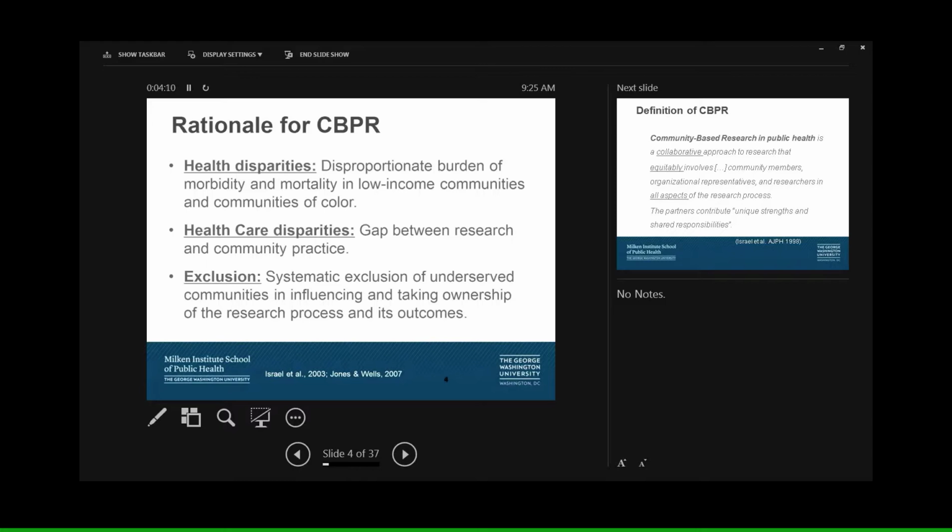So this rationale is based on two major assumptions. Number one is that interventions are going to be strengthened by including the communities, by using the strengths and the resources in the communities, and that there's something about the process of CVPR that is also providing an added benefit or an added value to the interventions.